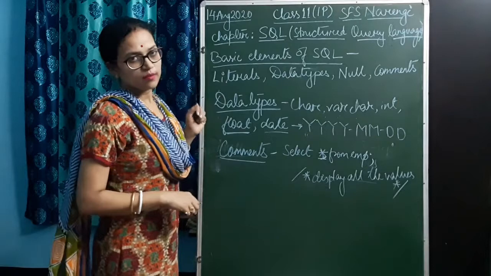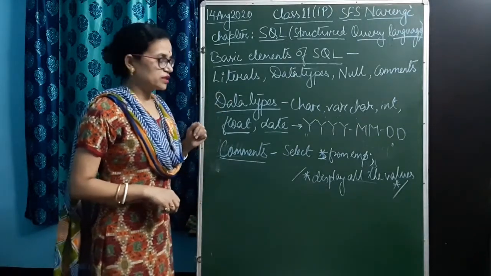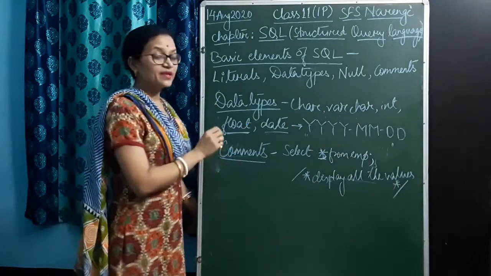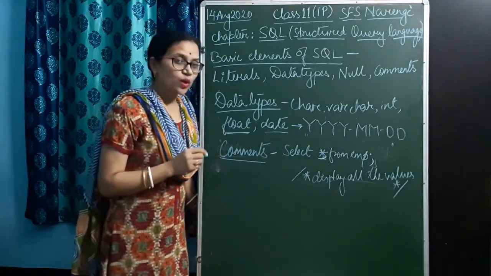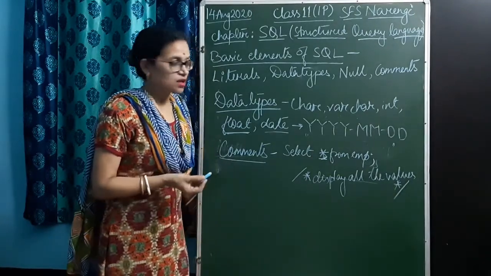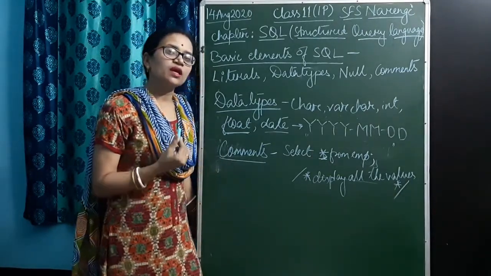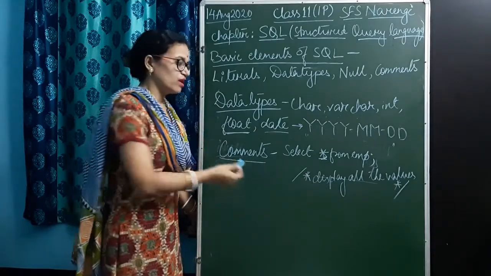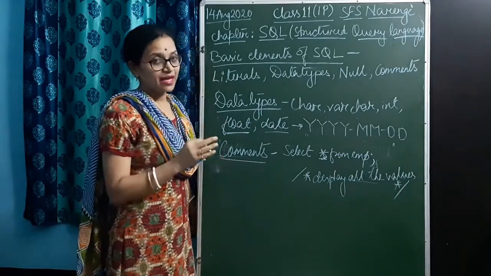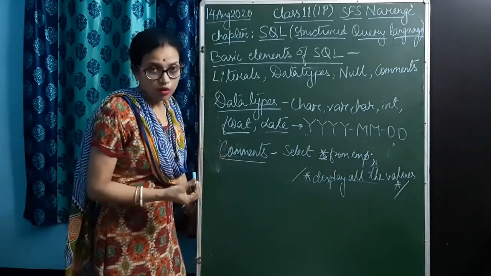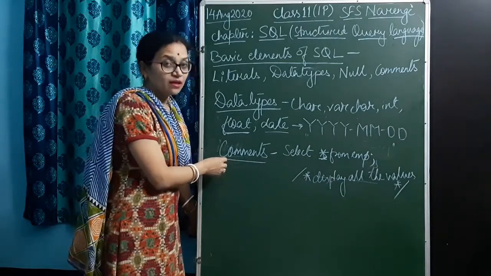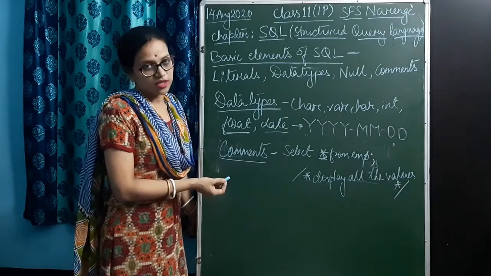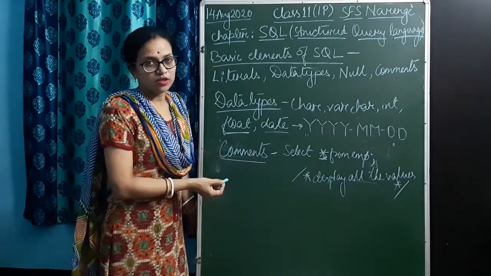Clear, students? So this is all about the basic elements of SQL. The first one we discussed was literals. Next we discussed data types, then null, and at last comments. These comments are not mandatory to write when we create tables or enter records. Comments are only required in some areas where we want the user not to get confused. So we write comments to make them clearly understand what the command is meant for. This is not a mandatory thing we have to write whenever we do something using SQL.